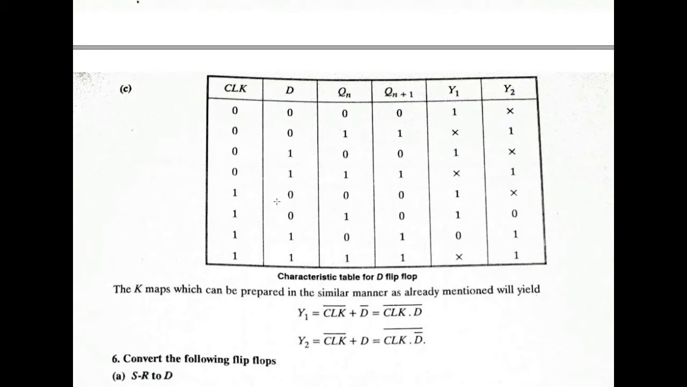Third, we have to design a D flip-flop. For the D flip-flop, we draw a characteristic table for D. In a D flip-flop there is one input and 2 outputs. So here again we have 2 to the power 3 combinations. Accordingly, Y1 equals clock bar plus D bar, that is clock D whole bar. Y2 equals clock bar plus D, that is this.